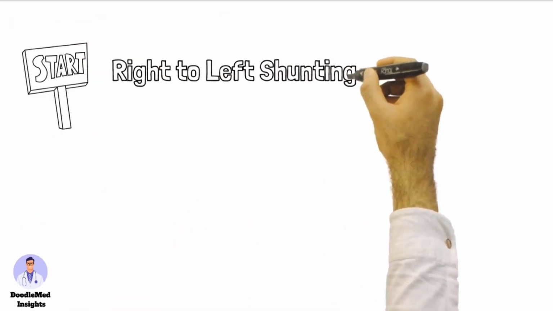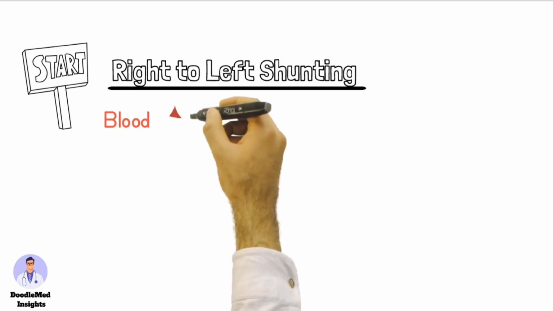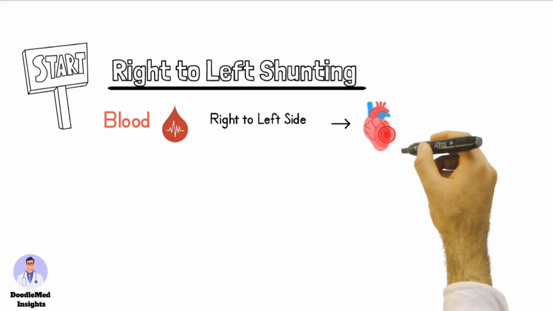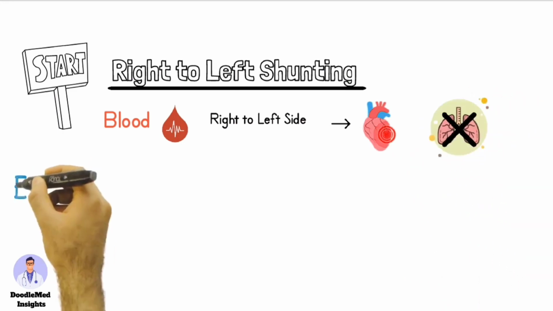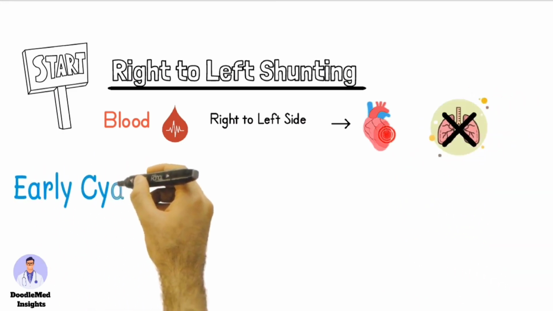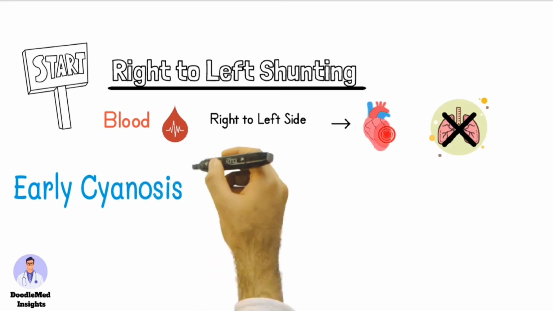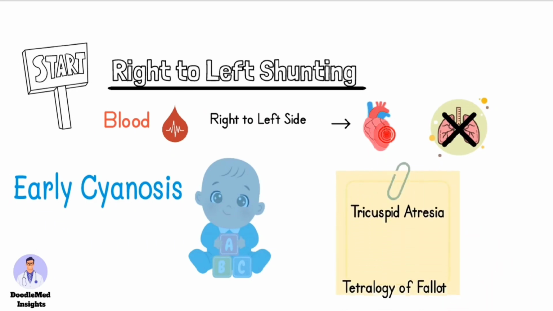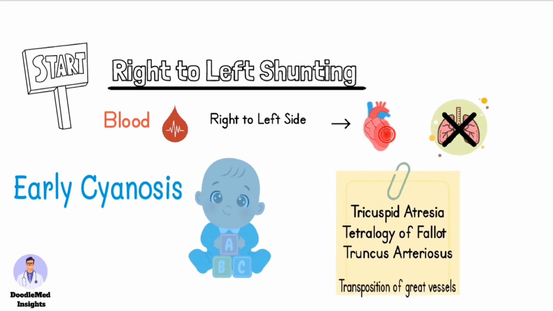Let's start with right to left shunting. It is characterized by the movement of blood from the right side of the heart to the left side without passing through the lungs. This results in a condition known as early cyanosis, where patients may present as blue babies due to oxygen-poor blood circulating in their bodies. Some examples of conditions associated with right to left shunts include Tricuspid Atresia, Tetralogy of Fallot, Truncus Arteriosus, and transposition of the great vessels.